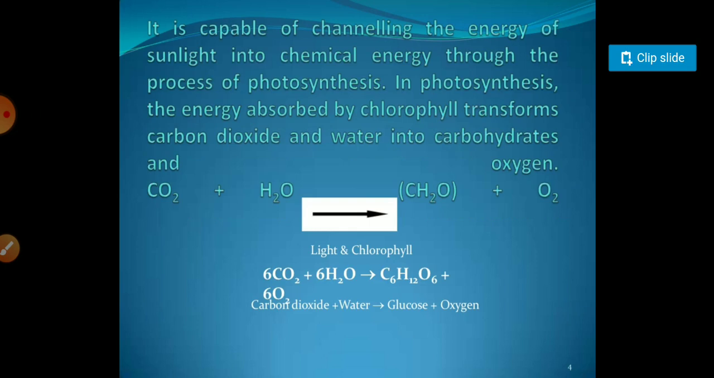Here you can see this kind of biomaterial present in a leaf, and it is responsible for the process of photosynthesis. In this process, the pigment absorbs the light and transfers it to the acceptor molecule, and it is converted into carbohydrate and oxygen.